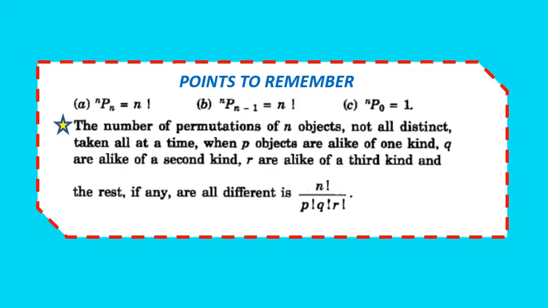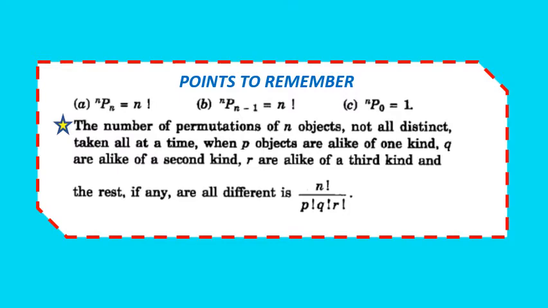Now a few very important points to remember: nPn, that is if we are taking all the n objects out of n objects, is equal to factorial n. Clear? Second, nP(n-1) will always be equal to factorial n, and nP0 is equal to 1.